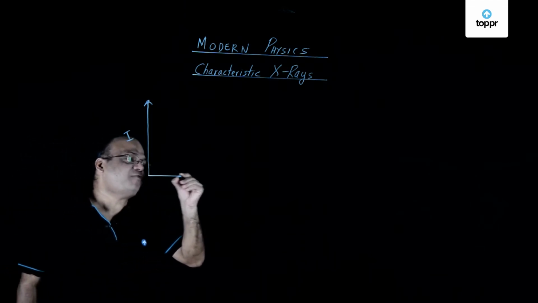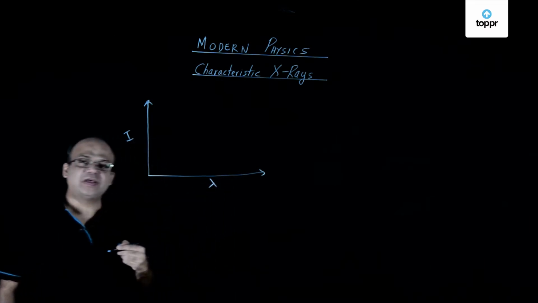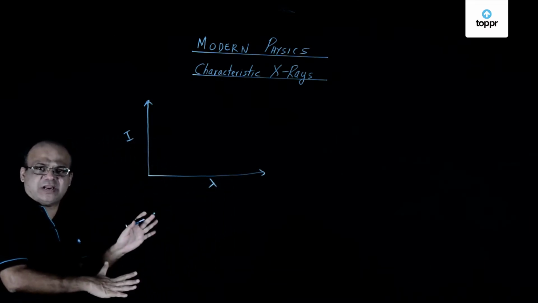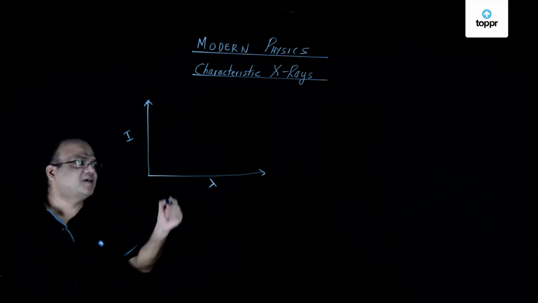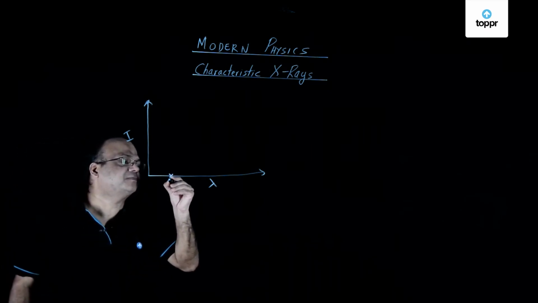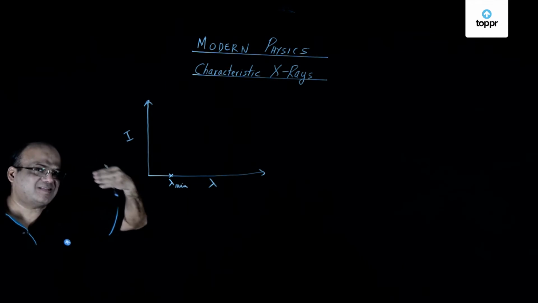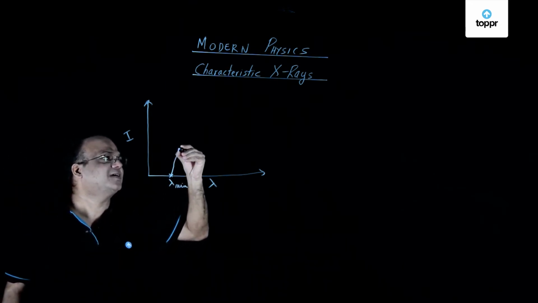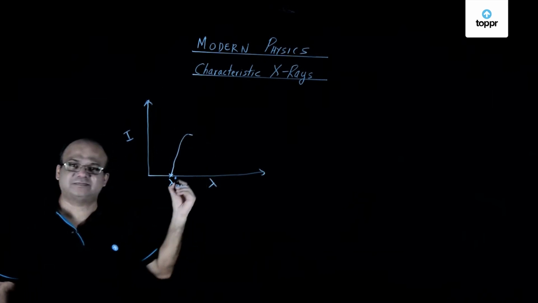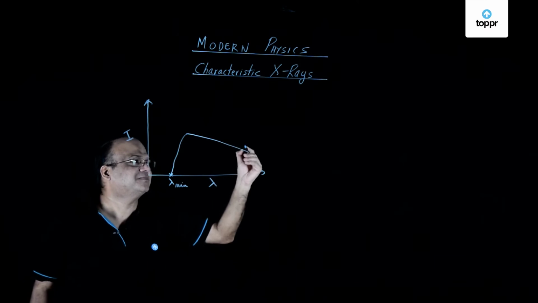So when we make a graph of intensity against wavelength, we find that there is a certain lambda minimum below which we don't get any X-rays. So this is say lambda minimum. Then as we look at increasing wavelength, the intensity increases. It reaches a peak somewhere. Then it decreases like this.